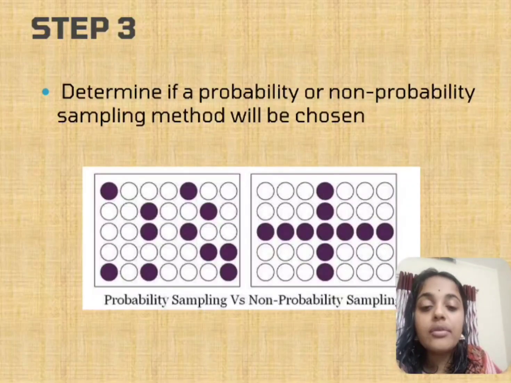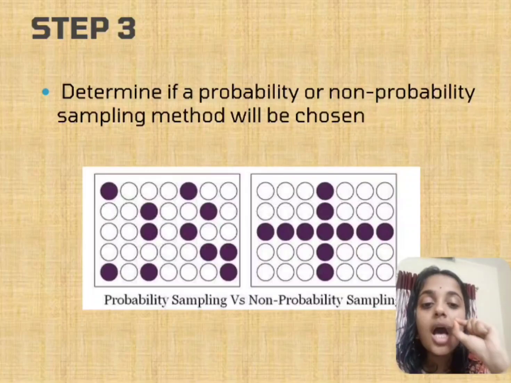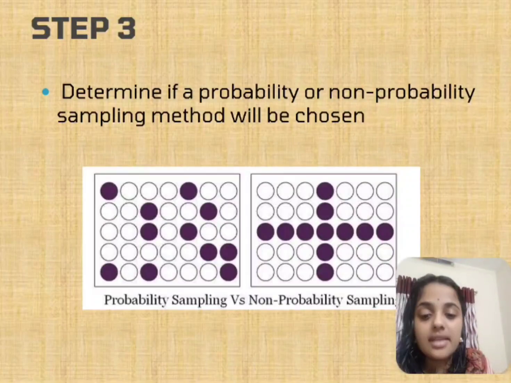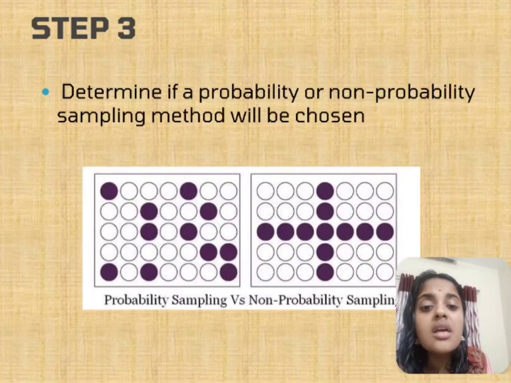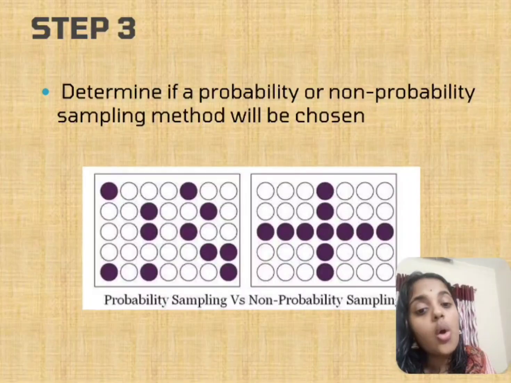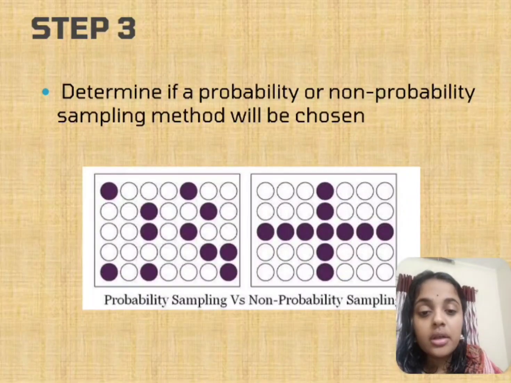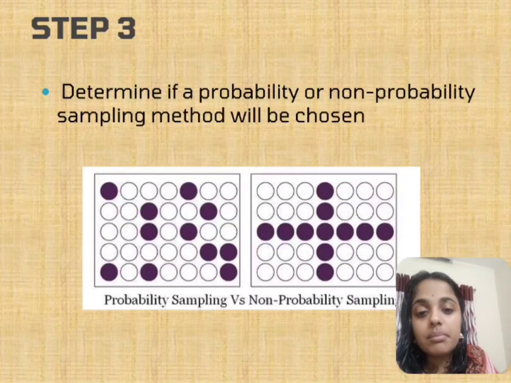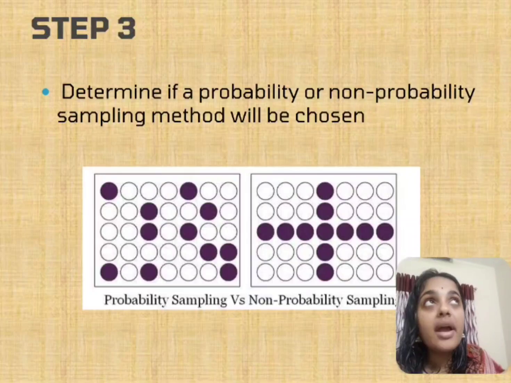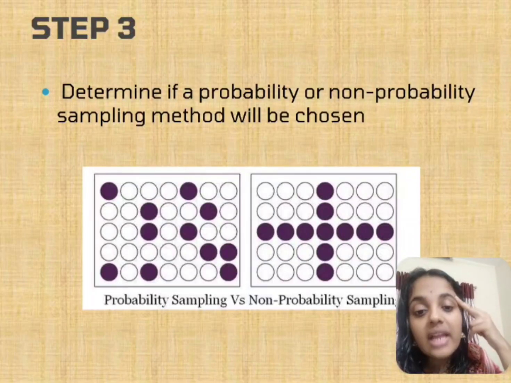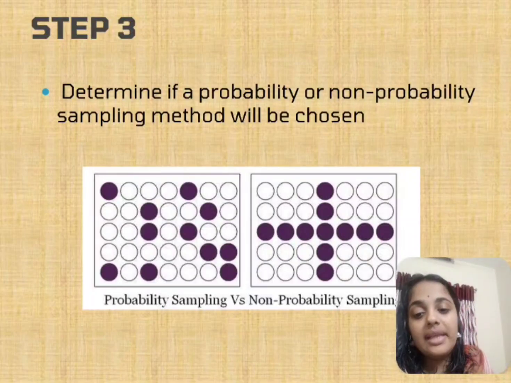What do we have to do? We have to select the appropriate sampling design. So it's the choice of the researcher. He or she shouldn't do it in a biased manner. But what we have to do is keep in mind the objectives of the research and select the sampling design.